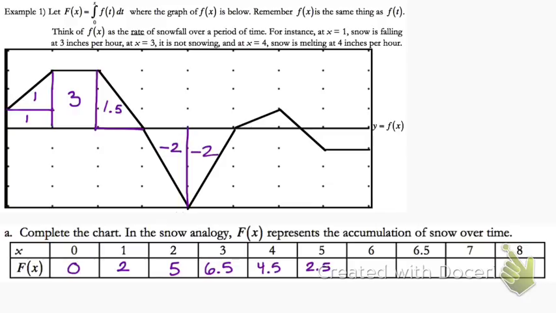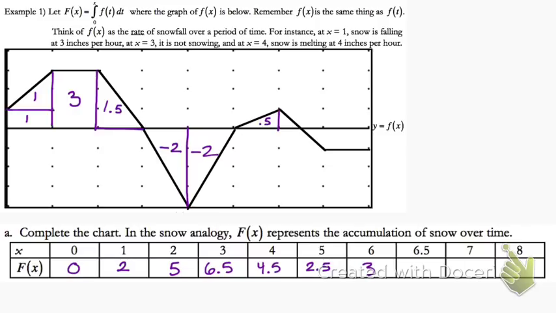This little teeny tiny triangle right here has a base of 1 and a height of 1. So the area is 1 times 1 divided by 2. That's 1/2, or 0.5. So now we're up to 3, because we're adding again.